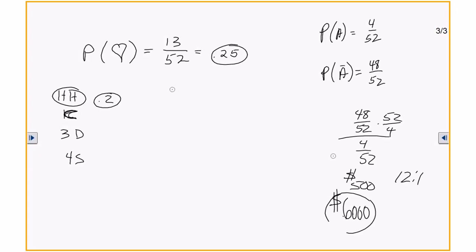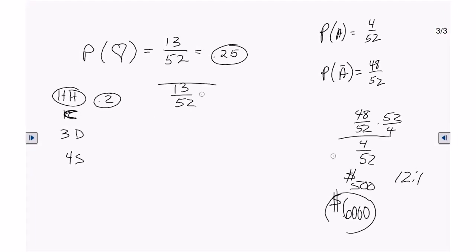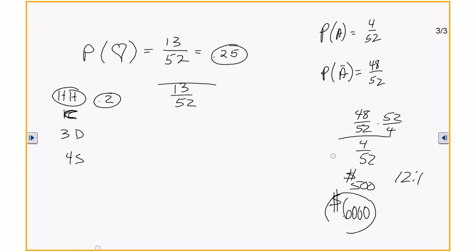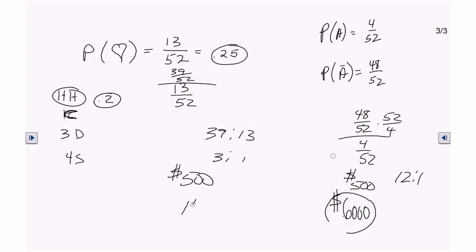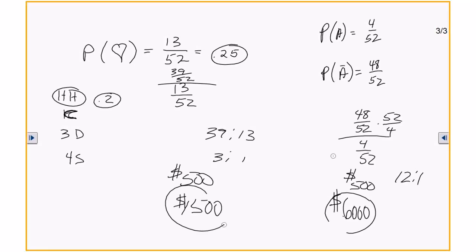So this is 13 over 52. That's the probability of success. Probability of failure, what's 13 away from 52? Is it 39? Yes, Hubert. Thank you, class. So that's 39 to 13, which is what? 3 to 1? So multiply 3 times 500, make a $500 bet. So what would you win? You'd win $1,500. Why would you win less money? Because the probability is what? Higher. The probability is higher, you win less money. Probability is lower, you win more money.